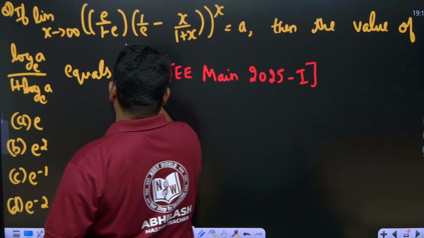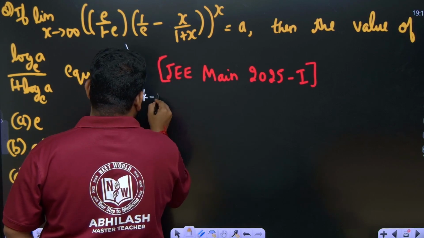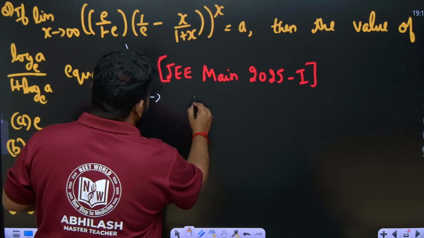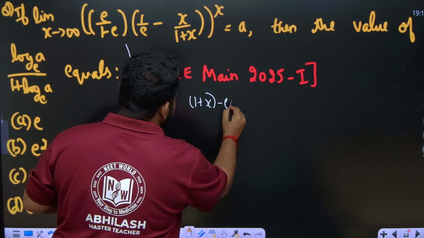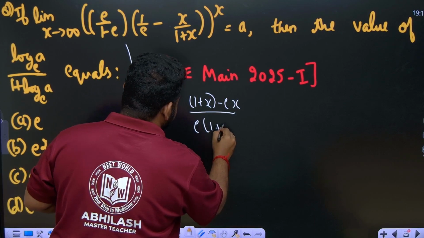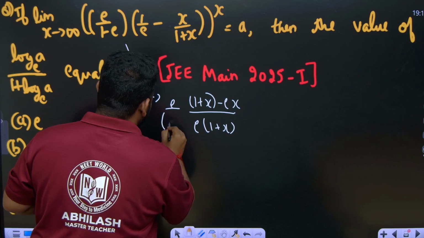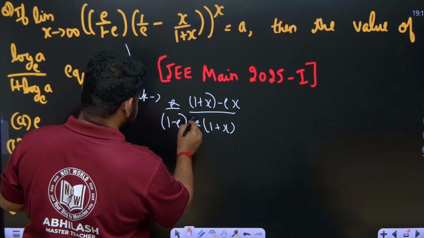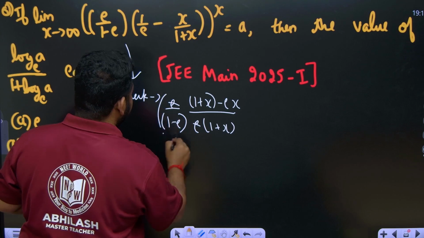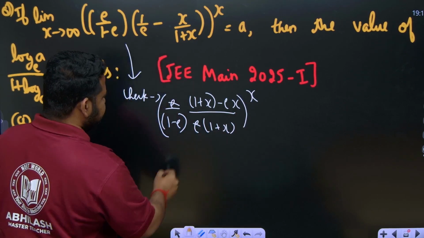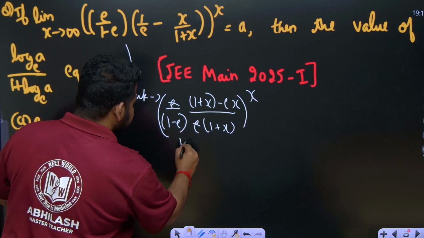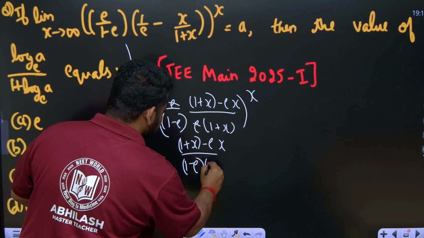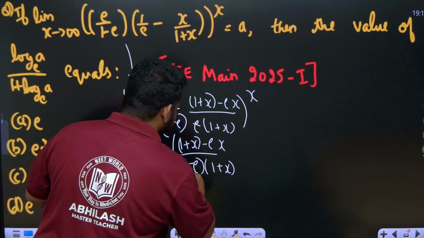Now for checking, I am not solving this, first let us check. If I take LCM, I will get this as 1 plus x minus ex divided by e into 1 plus x. Here I have e into 1 minus e, so this e cancels. I will be left with the whole thing to the power of x. If I further simplify, I will get 1 plus x minus ex by 1 minus e into 1 plus x, to the power of x.